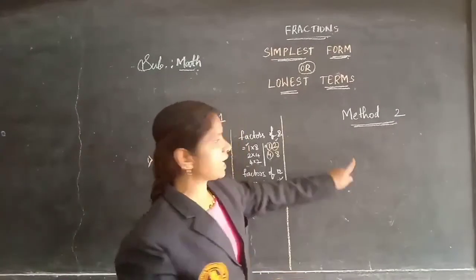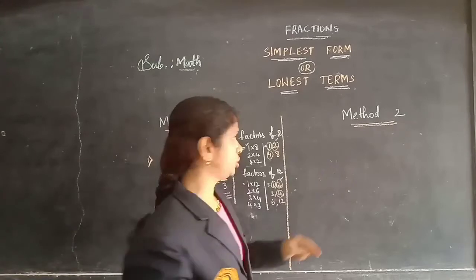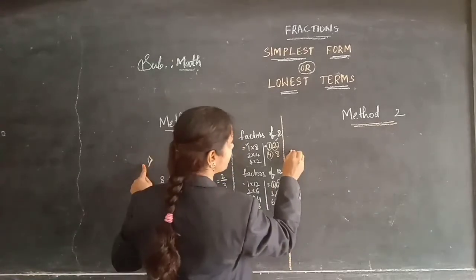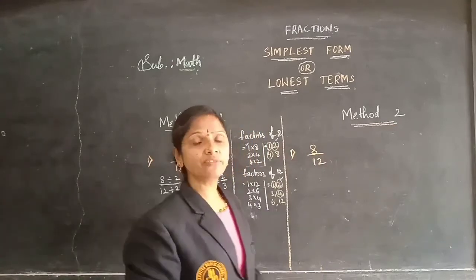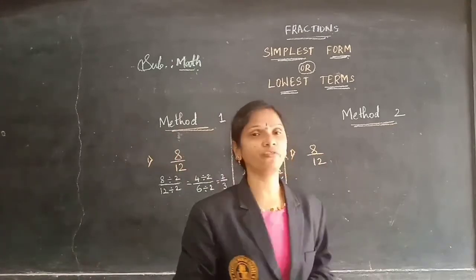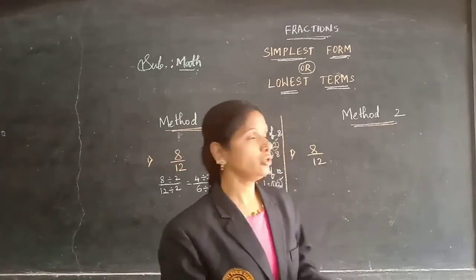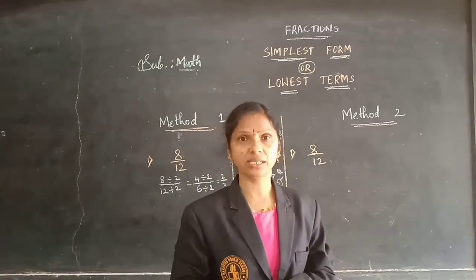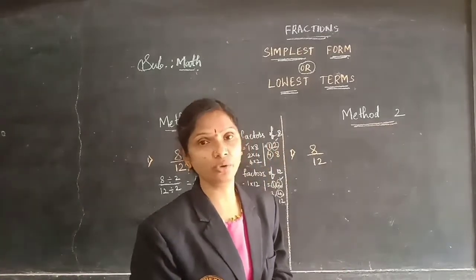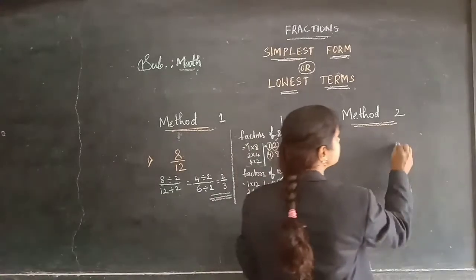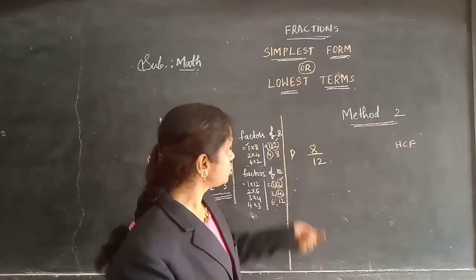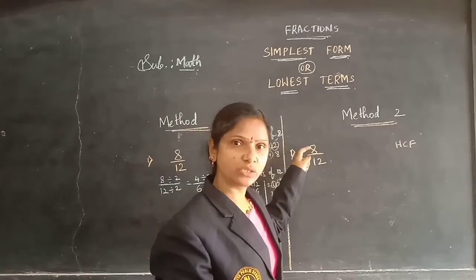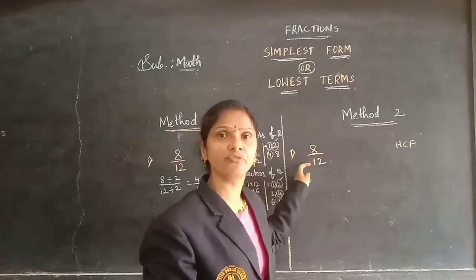So the same fraction I am explaining in method 2, children. So what is the fraction here? 8 by 12. What is method 2? Same here also. You have to write the common factors. By the HCF method you can divide, children. By the HCF means what here? Highest common factor. Highest common factor of 8 as well as highest common factor of 12.